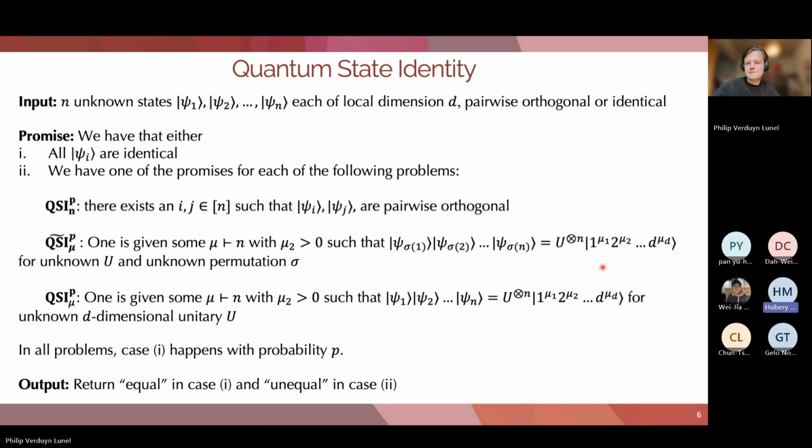Then why are you focusing on that mu 2 greater than 0? What does the sentence mean? Oh, sorry, mu 2 greater than 0 just means that there is a partition. If mu 2 were 0, they could be all equal. So mu 2 here means that the partition is not all the same states, because that wouldn't make sense, since that's already the first promise, that they're all identical. So mu 2 bigger than 0 just means that there is an orthogonal state. I see. Thank you. Okay, so I hope the setting is clear.